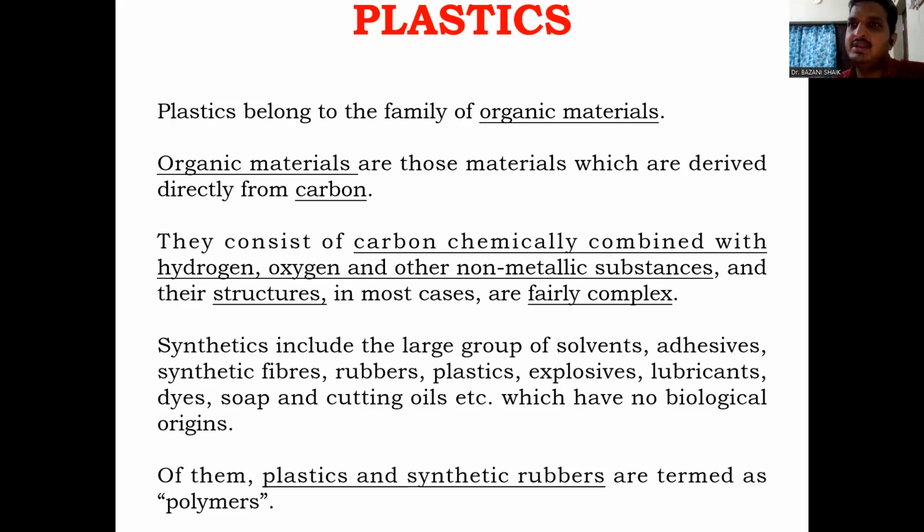What is plastic? Plastic belongs to the family of organic materials. What are organic materials? Organic materials are those derived directly from carbon. They consist of carbon chemically combined with hydrogen, oxygen, and other non-metallic substances, and their structures in most cases are fairly complex. Synthesis includes a large group of solvents, adhesives, synthetic fibers, rubbers, plastics, explosives, lubricants, dyes, soap, and cutting oils, etc., which have no biological origins. From these, plastics and synthetic rubbers are termed polymers.